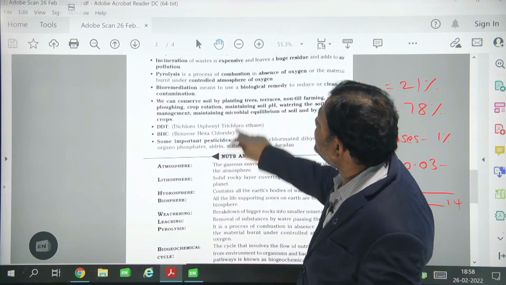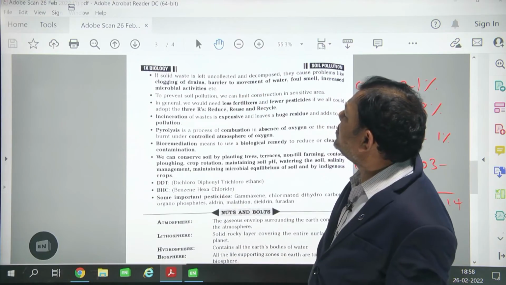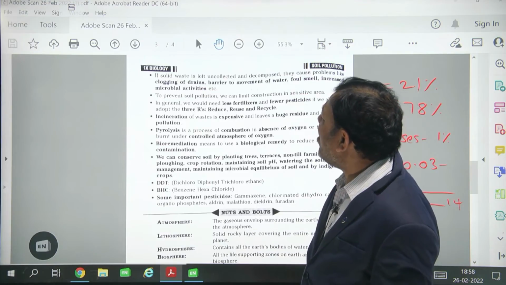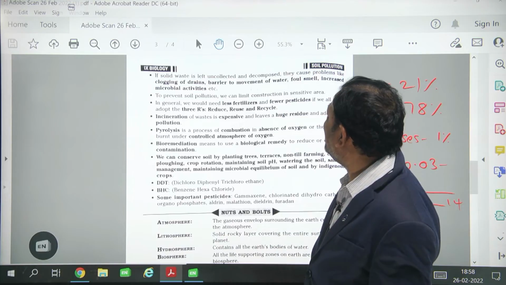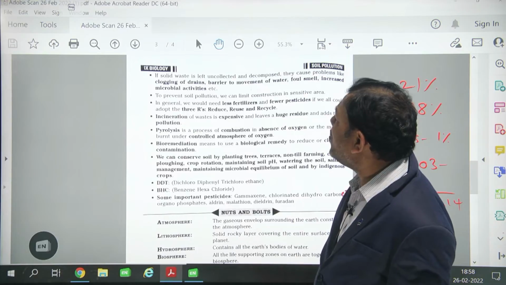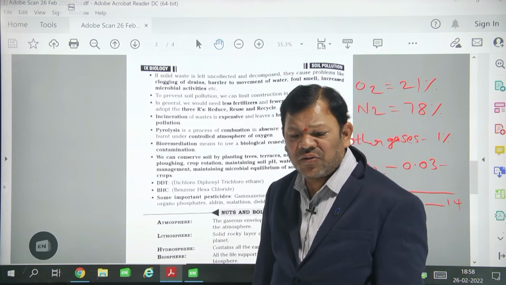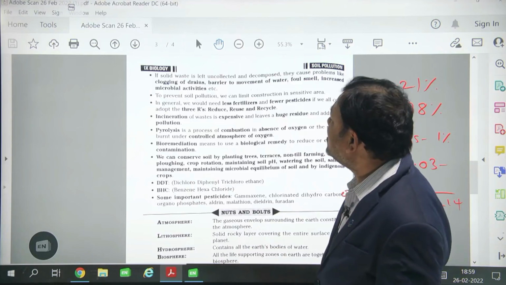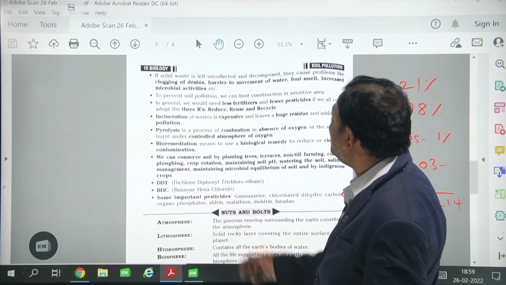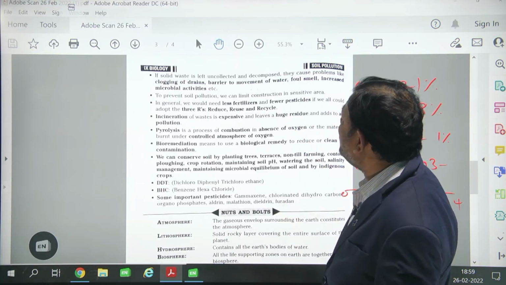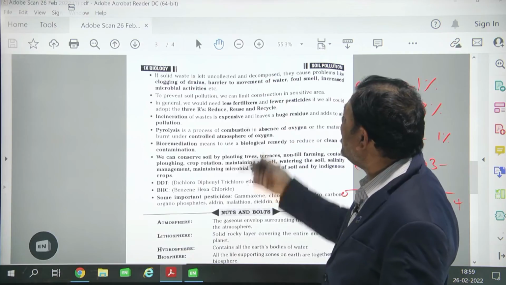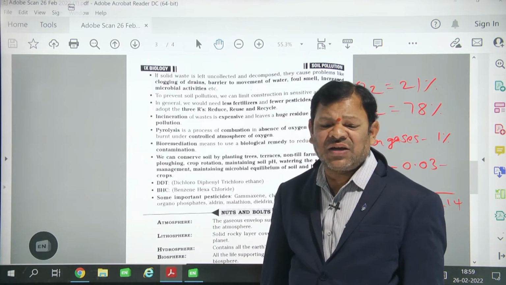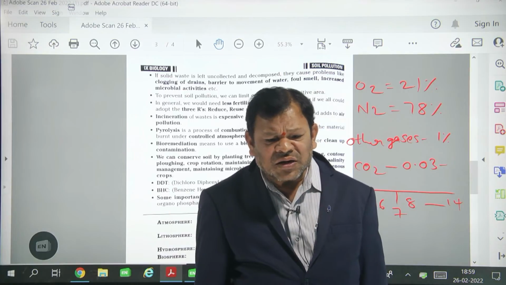Next, if the solid waste is left uncollected and decomposed, it causes problems like clogging of the drains, barrier to the movement of water, foul smell, and increased microbial activities. You know this very well. Every day we are releasing solid waste. When solid waste is left uncollected and decomposes, it causes these problems, and if bacteria are present, they are causing more problems.